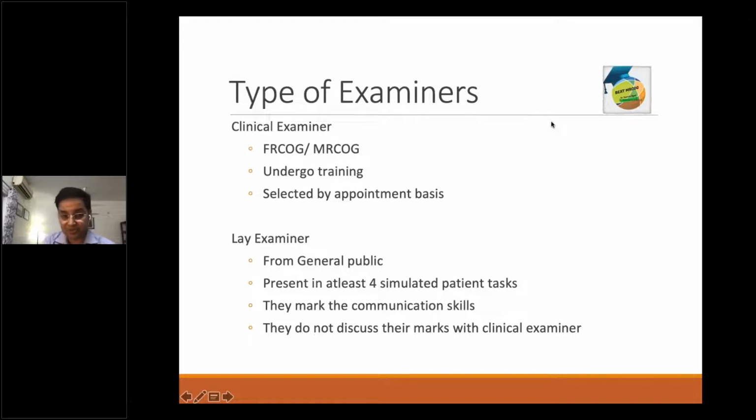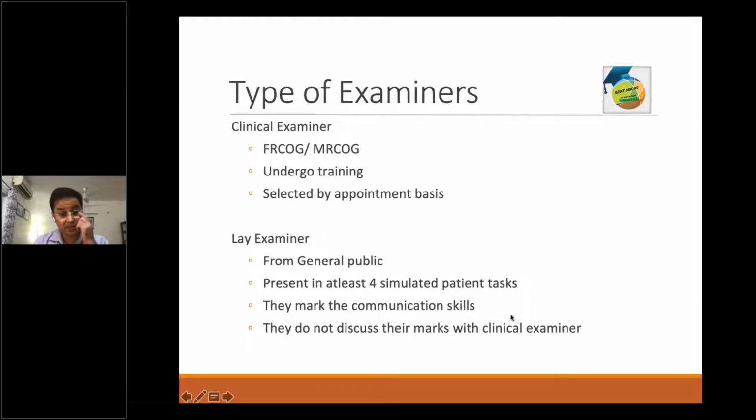Now, there are 2 types of examiners: clinical examiner and lay examiner. Clinical examiners are either fellows of RCOG or members of the college, full-time consultants. They get selected on an appointment basis, and they undergo rigorous training and briefing before they judge you, so that there is no bias from task to task or circuit to circuit. Also, they are trained in equality and diversity, because a lot of overseas candidates are coming from South Asia, Southeast Asia, the Middle East, and North African countries. So they are trained to overcome those biases.